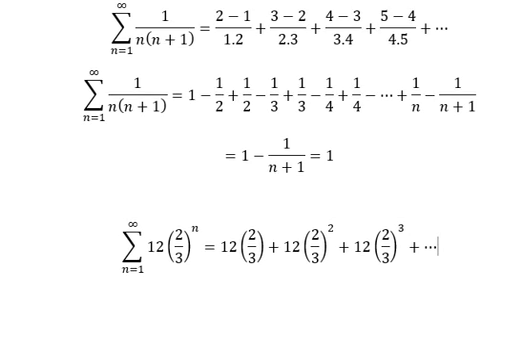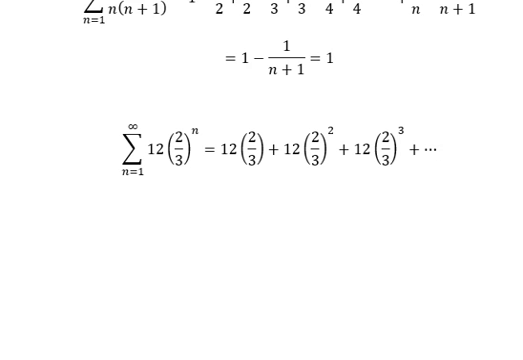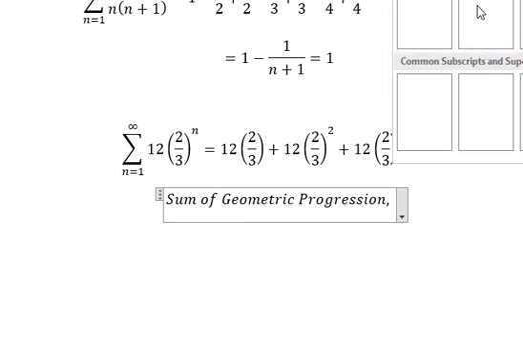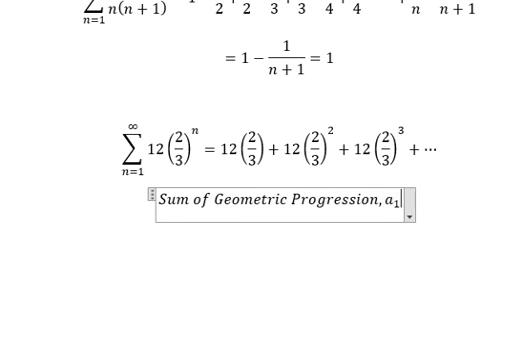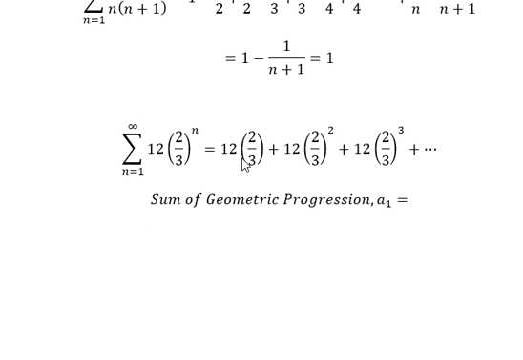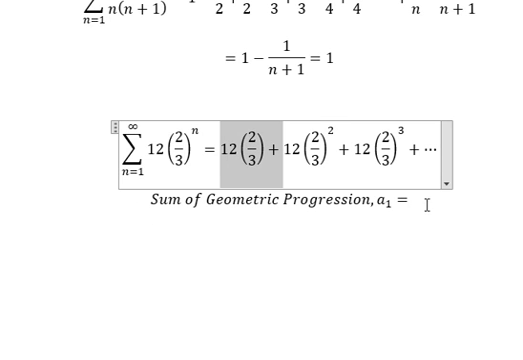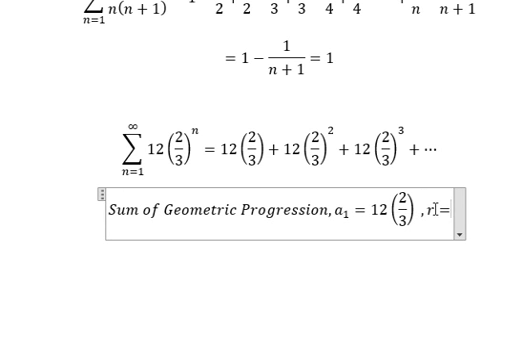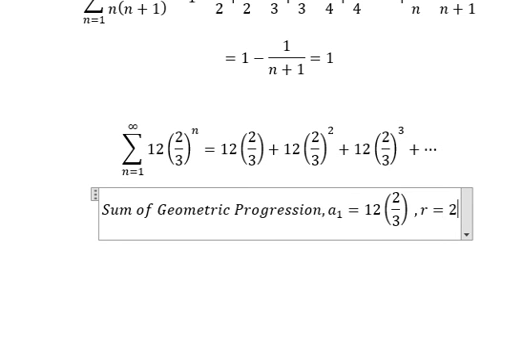We can apply the sum of geometric progressions. So we have a1, that's 12 multiplied by 2 over 3, because this is the first term in here. And r is the common ratio. So we have 2 over 3.